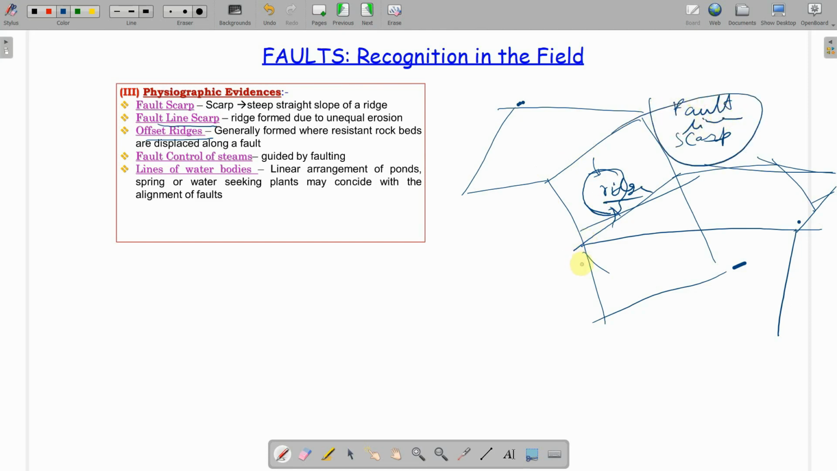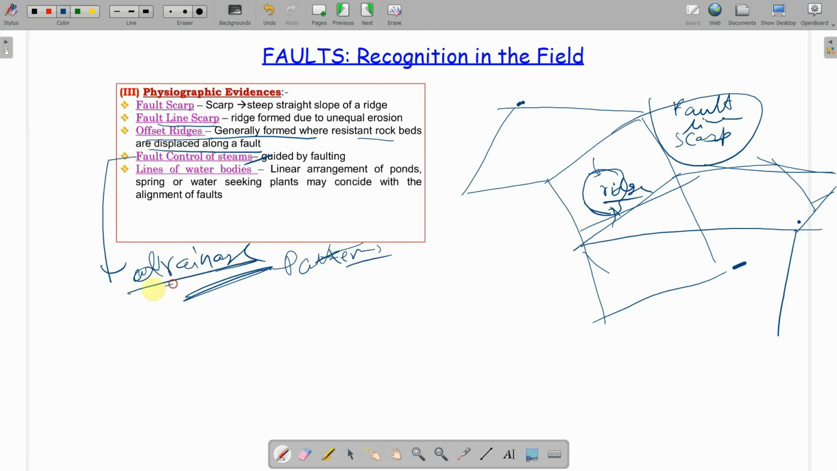Then there are offset ridges, generally formed when the resistant rock walls are displaced along the fault. Then fault control of streams is also there. So people generally do drainage pattern mapping from the aerial imagery, from the satellite imagery, or lineament mapping, whatever. So with this drainage pattern mapping, you might have heard that a river flows through the fault line. In most cases, a river generally flows through a fracture or a fault line. So faults basically control the flow of the stream.